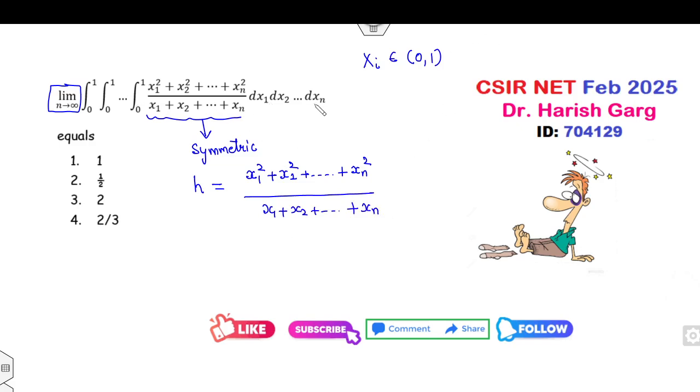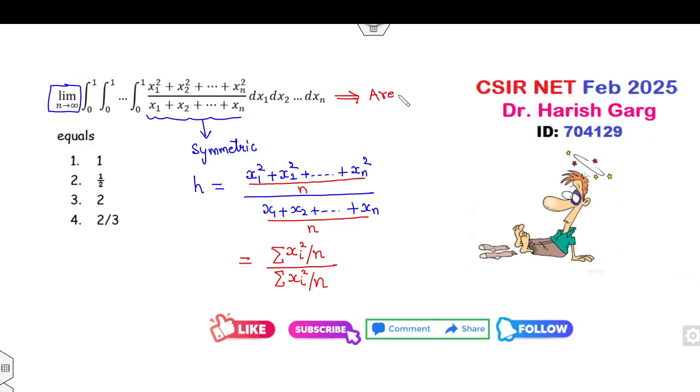Now because the integration is up to n terms, if I divide both numerator and denominator by n, the numerator will be the summation of xi square divided by n, and the denominator will be the summation of xi divided by n. Is it fine? Now once you talk about the integration, that means your target is to find the area under the curve of the xi's.